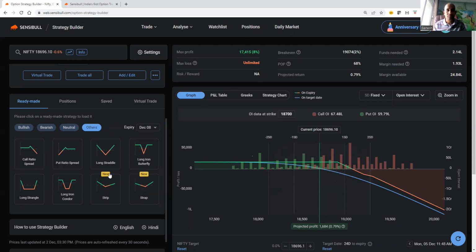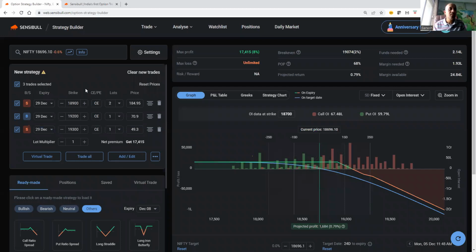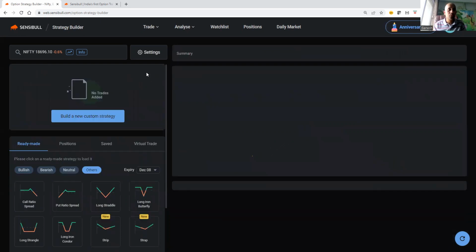Now, I want to reset. I want to clear the trade and not use the existing one. I know what to do, I know what my strategy is, I know what I shall do. So in this case, I can choose here.